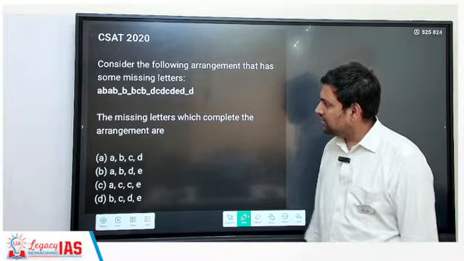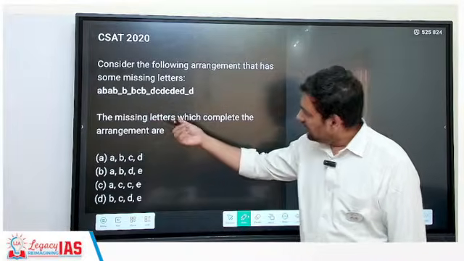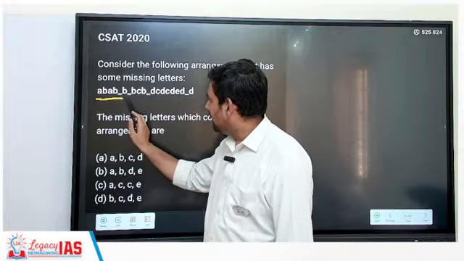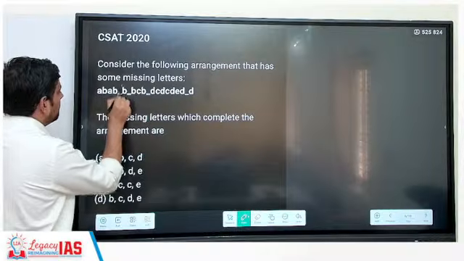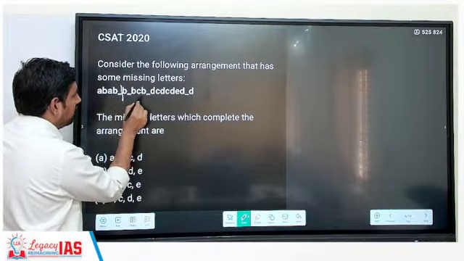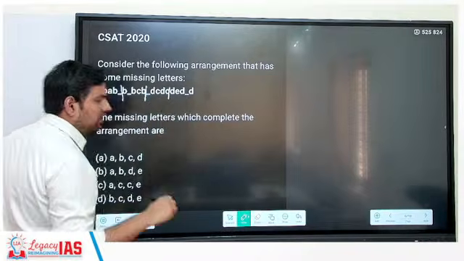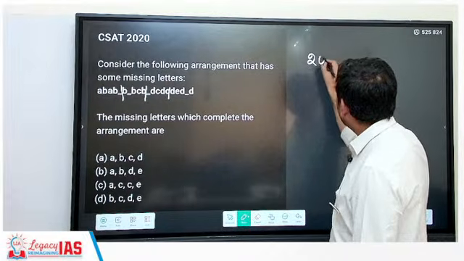Then let's do this. The missing letters which complete the arrangement are, okay, so let's count the number of letters. So 1 2 3 4, 1 2 3 4 5. Then 1 2 3 4 5. Then 1 2 3 4 5. Then 1 2 3 4 5. Correct? So how many letters are there? Total there are 20 letters.